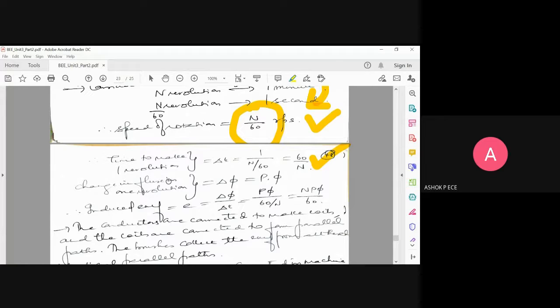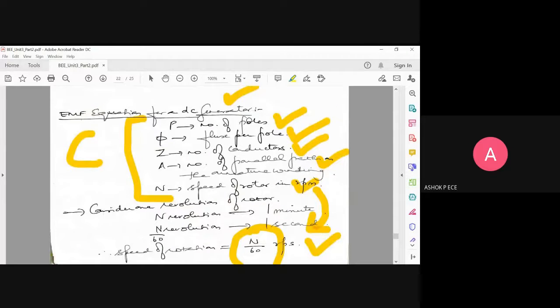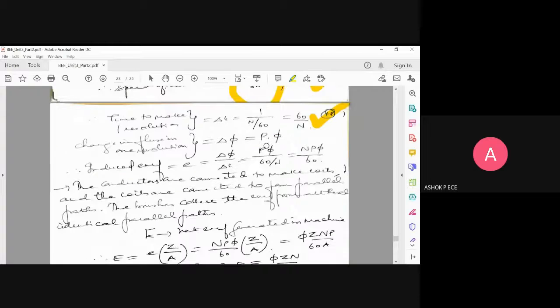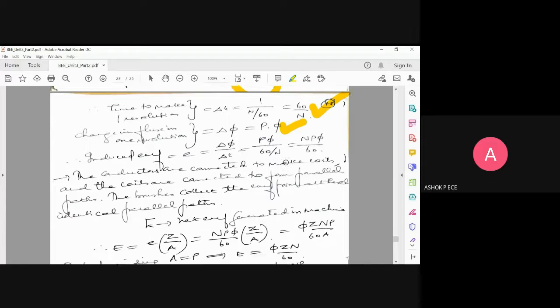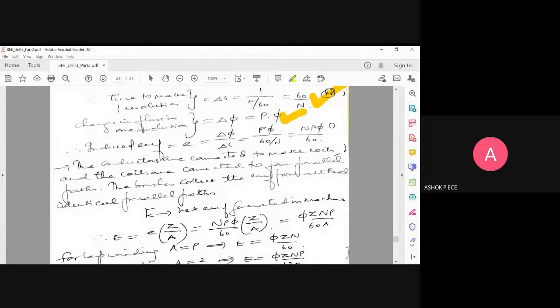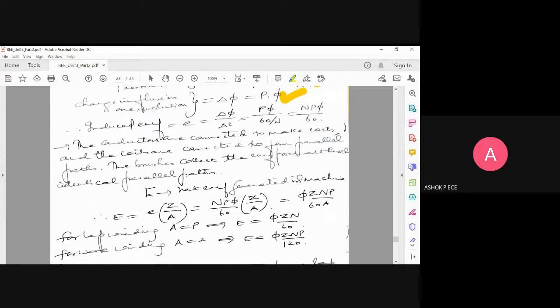The change in flux in one revolution is delta phi. The total number of poles is P, and the flux per pole is phi. For P poles, how much flux will you have? Multiply: P into phi. So the total flux is P into phi. EMF is the rate of change of flux, so E is equal to delta phi by delta T. Delta phi is P into phi, and delta T is 60 by N. If you simplify, you get E is equal to N P phi by 60.